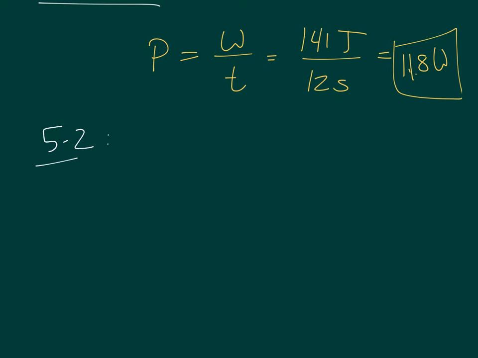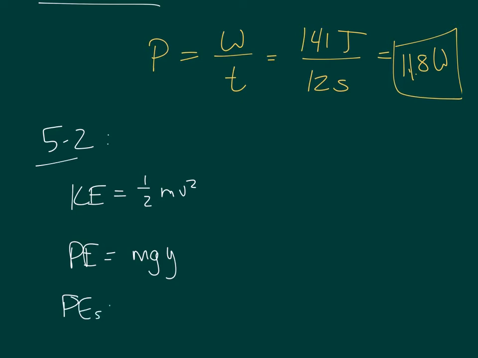In 5.2, we talked about kinetic energy being 1/2 mv squared, potential energy being mgy, potential energy in a spring being 1/2 kx squared. And then we also talked about this governing theorem, W equals delta KE, which we talked about at the start of today's class when we were looking at power earlier, right? So work is equal to the change in kinetic energy. This is true when there's no vertical motion. Remember, when there's no vertical motion, this is true.